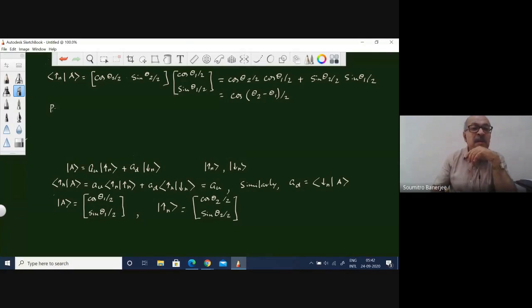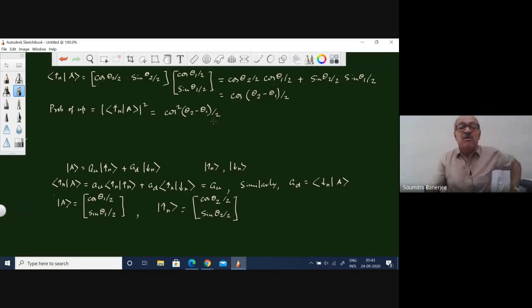So the probability of up, I can write, is equal to mod of n A square, which is equal to cos square of (theta 2 minus theta 1) by 2. This is clearly the cos square theta by 2 rule, because the difference between the preparer and the analyzer is theta 2 minus theta 1. And that is what we earlier saw, that has been observed.